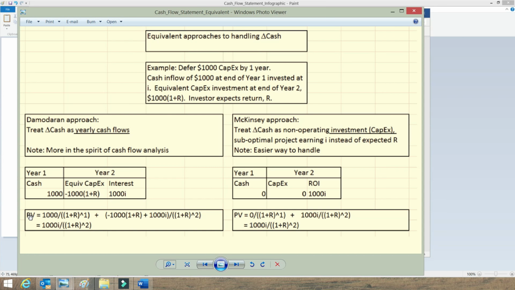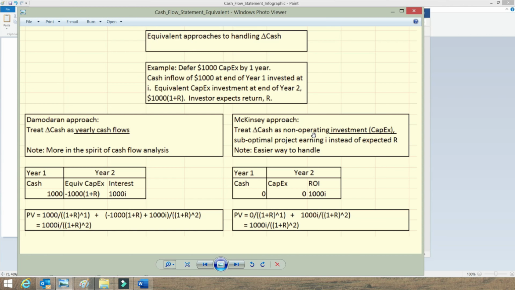Well, if you look at the total value change to the company, you just take the present value of the cash flow in the first year, and then in the second year you are investing the money in a project that is now 1,000 times 1 plus R, and then over that year you've earned I on the $1,000. You discount it back, you do the arithmetic, and you end up with this expression for the total change in value that is realized by this scenario of delaying investment in a project by one year.